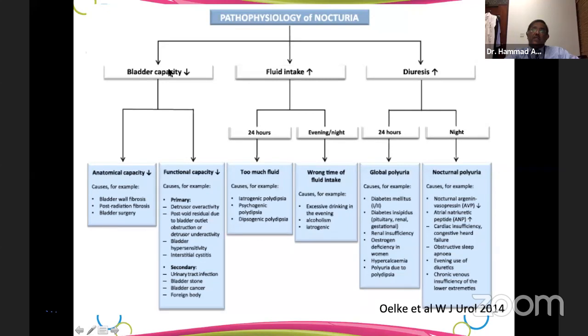If you have decreased bladder capacity for some reason, if you're taking a lot of fluids, particularly in the night, or if you are diuresing a lot in the night, all this can result in nocturia, and none of these are related to BPH. So this is an important slide, and you need to take a good history to make sure that you don't miss out on some of these other things which can cause nocturia.